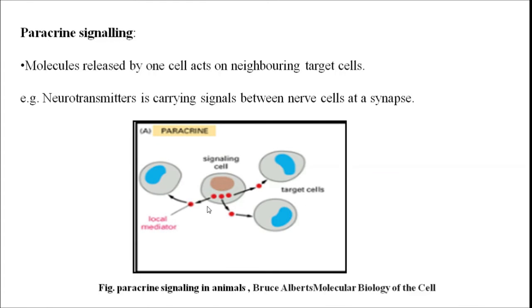So here you can see within this figure, the paracrine mode of signaling is well explained. Now this is the signaling molecule. It will secrete, so here you can see the signaling molecule, through this local mediator, it can bind to the nearby target cells.